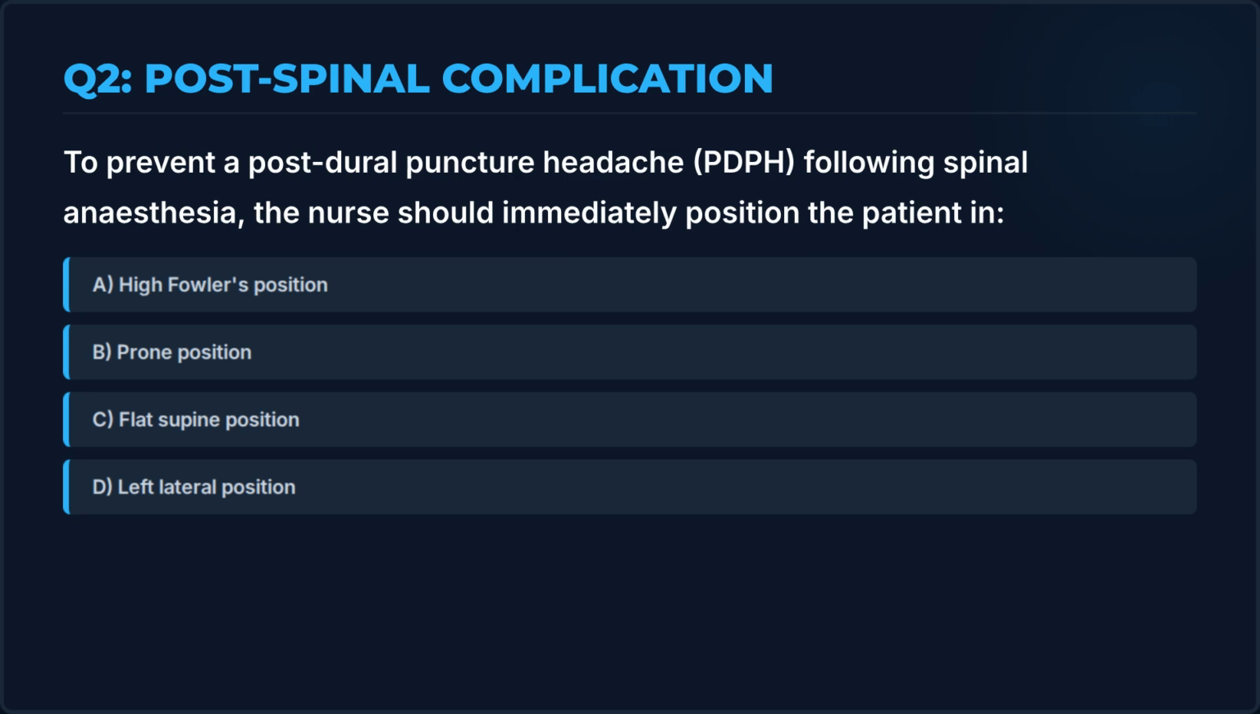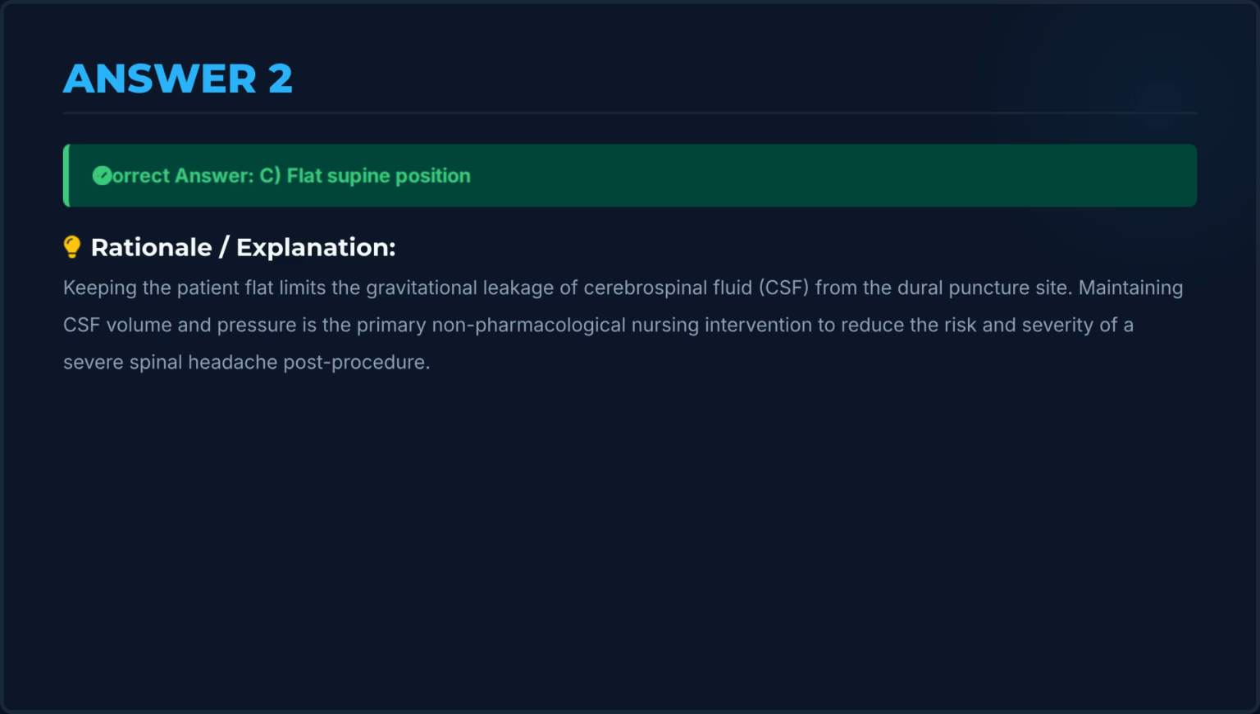Question 2. To prevent a post-dural puncture headache, or PDPH, following spinal anesthesia, how should the nurse immediately position the patient? The correct answer is C, flat supine position. Keeping the patient flat limits the gravitational leakage of cerebrospinal fluid, CSF, helping to maintain CSF volume and pressure, which is the primary non-pharmacological intervention to reduce PDPH risk.